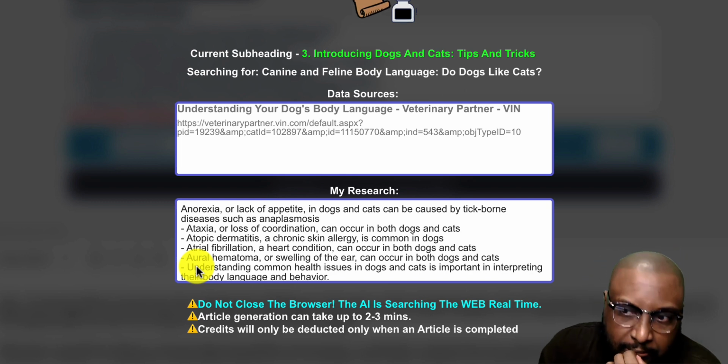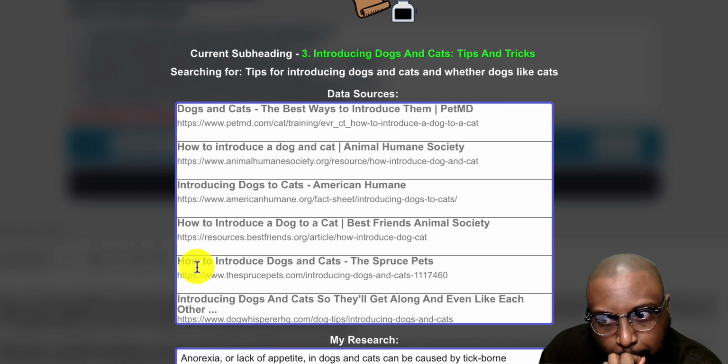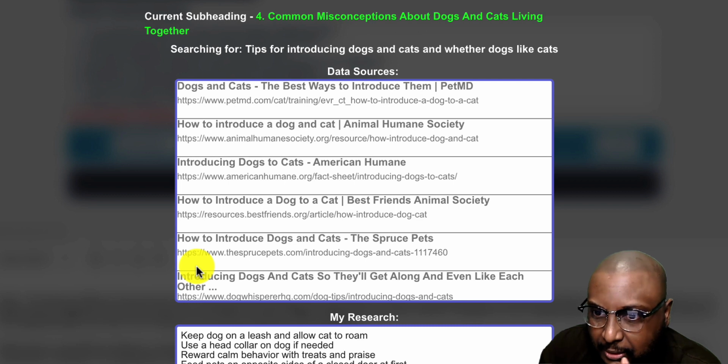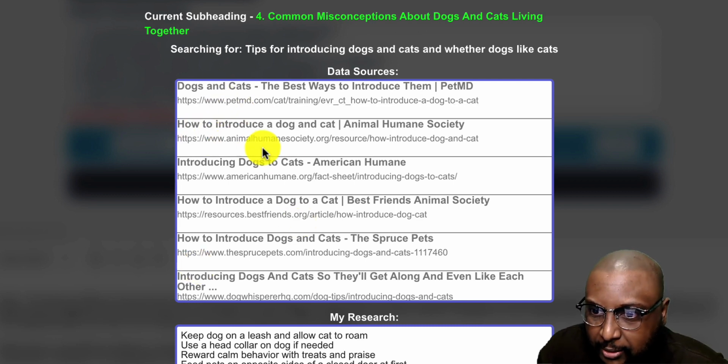Do dogs like cats? This question, how heavily is it based in facts, right? We'll see if it's able to support the argument that it makes with sources or data points, studies, and whatnot. It's using places like PetMD, Animal Humane Society.org, American Humane. Look at this, The Spruce Pets.